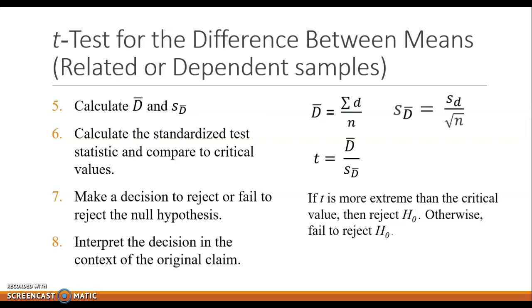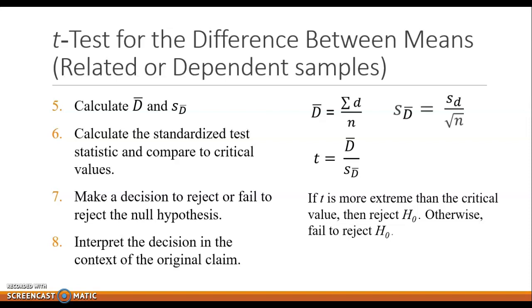Okay, so the next thing you're going to do is calculate D bar, and then you're going to calculate the standard error. So what you're going to do here then, you have the equations for D bar, you have the equations for the standard error. You're also then going to have to know how to find the standard deviation of the differences. I didn't give you that. That's in the prior lecture. That will be on the sheet that I give you. And then calculate the standardized test statistic.